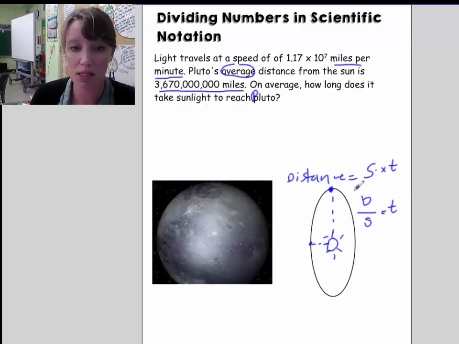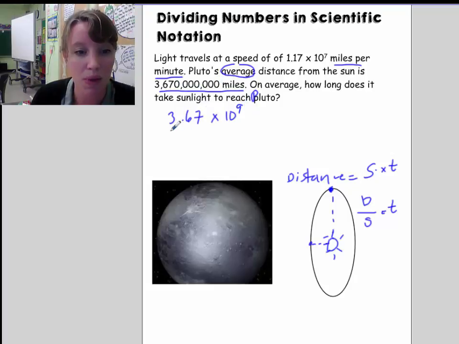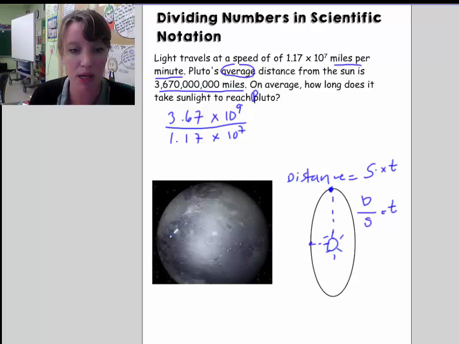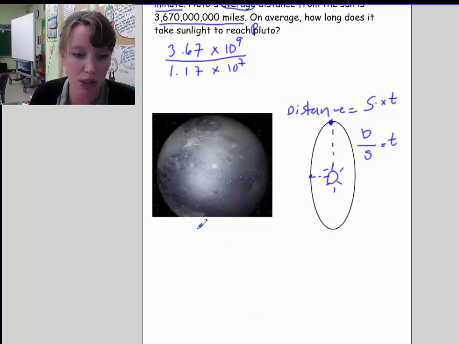So the distance here is, let me write this in scientific notation. It's 3.67 times 10 to the 9th, divided by, okay? And it's going to be divided by 1.17 times 10 to the 7th power, okay? Now, what I want to do is I want to use this little trick, and let me show it to you real quick with just a simple fraction.